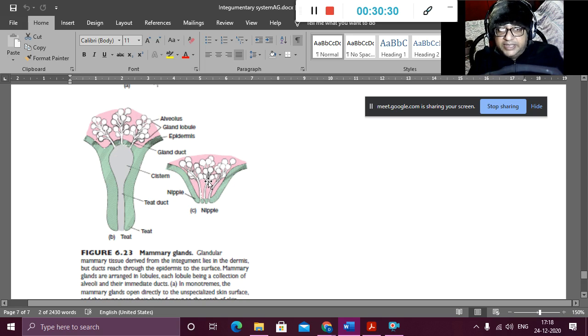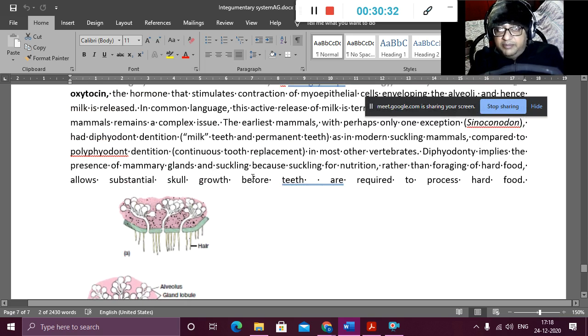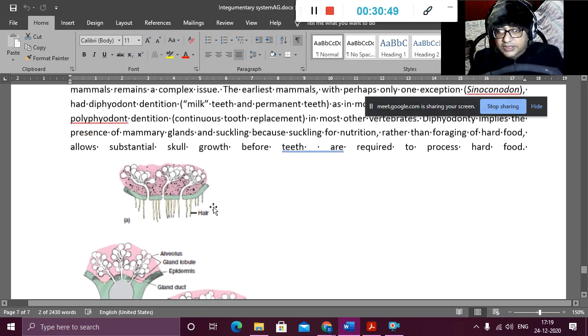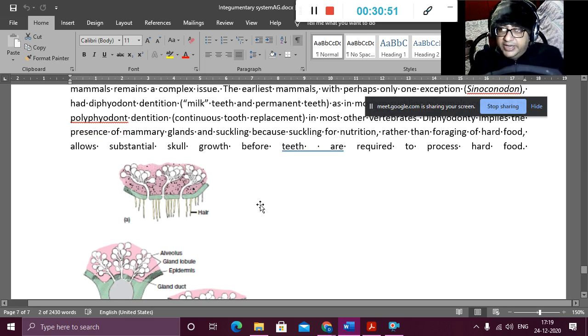This is basically the nipple. In the platypus, it's different. It has a little hollow-like depression from which the young takes the milk. There are no teats or nipple. Nipples are without teats, that protrusion which comes out from the nipple. So this is the structure of a mammary gland.